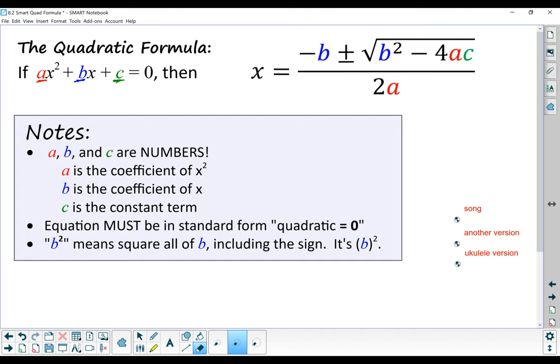The equation must be equal to 0 in standard form to apply the quadratic formula. And then probably the easiest place to make an error with this formula is right here with this b squared. b squared means square all of b, including the sign. So if you had a -5 as your b value, you want to put it in parentheses when you square it in your calculator. All right, so we're going to try a couple now.